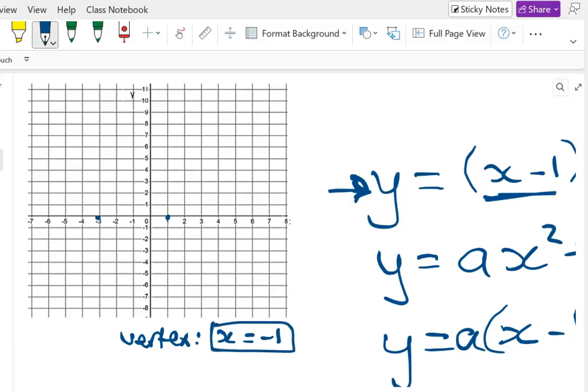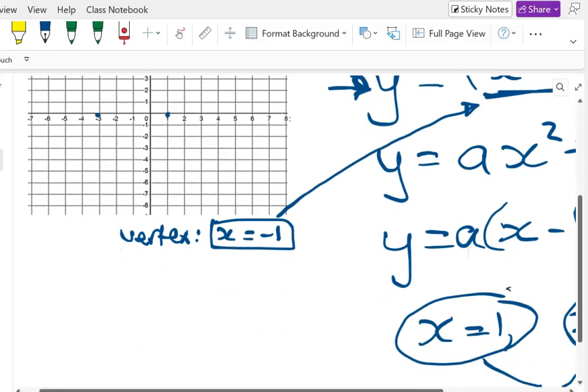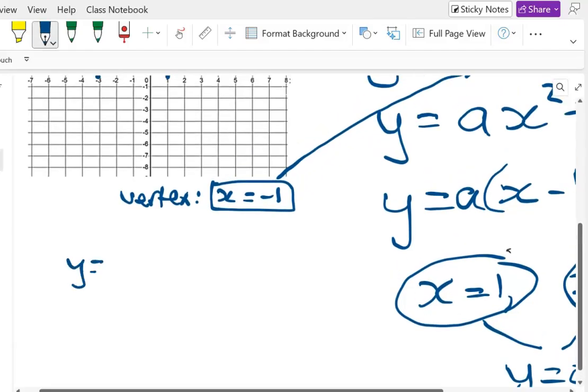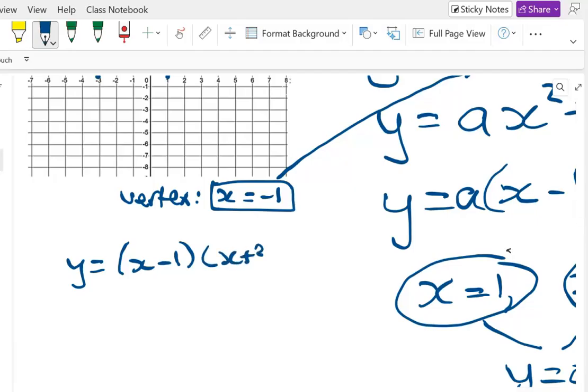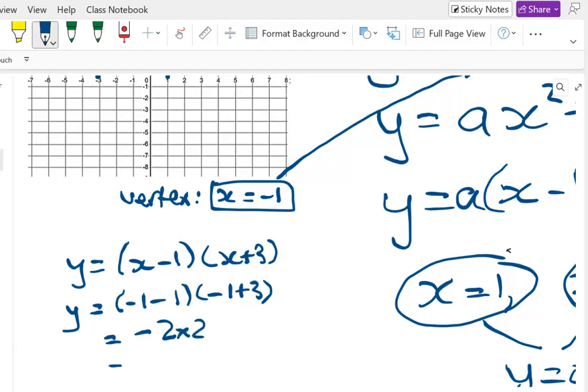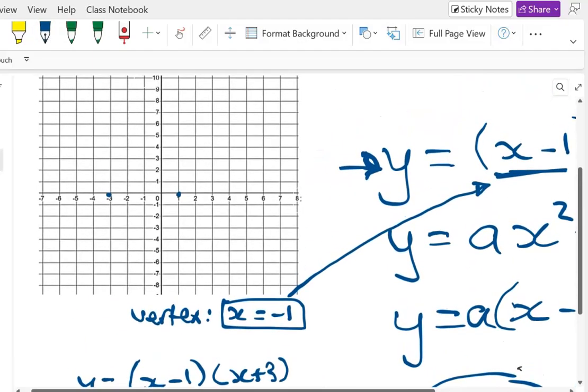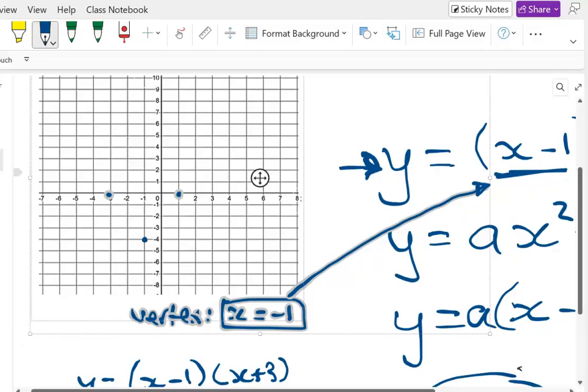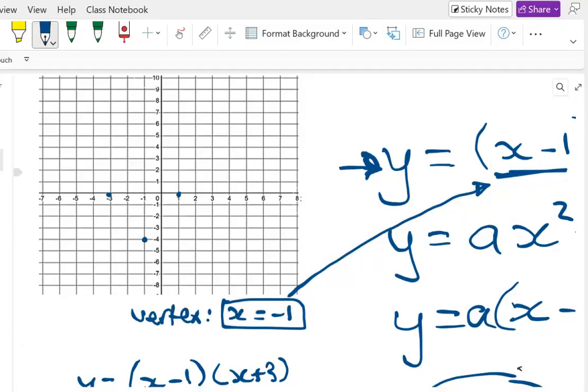So I'm going to take that x value and I'm going to substitute it in here to get the coordinates for the graph. So we get y equals, so my equation is this. Now I'm going to take my x value and work out what I get. So -1 minus 1 times -1 plus 3 gives me -2 times 2, which gives me -4. So the vertex is at -1 and -4. We can plonk that on the graph now. Here it is. Now, there are a few ways to actually get going on drawing that curve now.